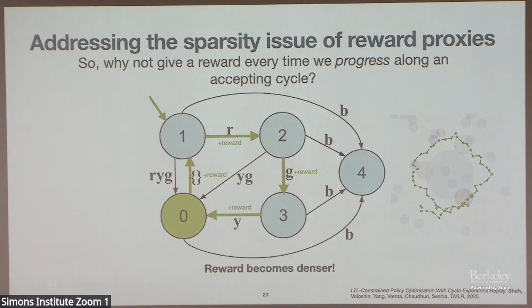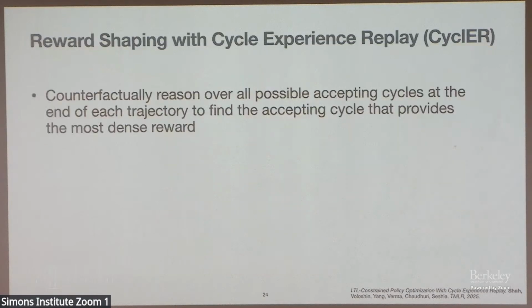You have to dynamically know what cycle is giving you the most reward at any given trajectory and use that to shape reward. So we call this cycle experience replay because we take a lot of inspiration from counterfactual experience replay, which is a popular technique in reinforcement learning reward shaping. So what we do is the following. I'll just briefly go over it in English, and then we'll talk about an example.